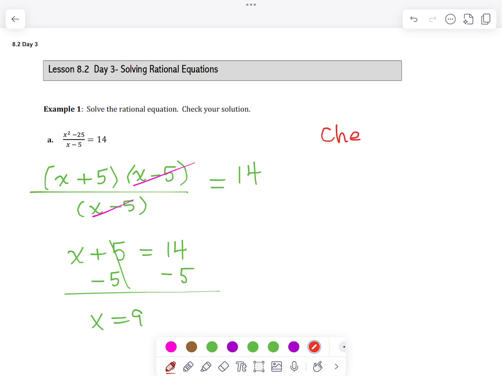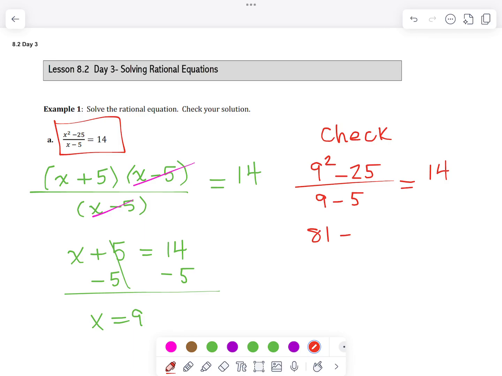So how you check your solution is you substitute it back into the original equation. So 9 squared minus 25 over 9 minus 5. And we get 81 minus 25 over 4. Then we can type this into our calculator like that. We would get 14 equals 14, so it checks out.